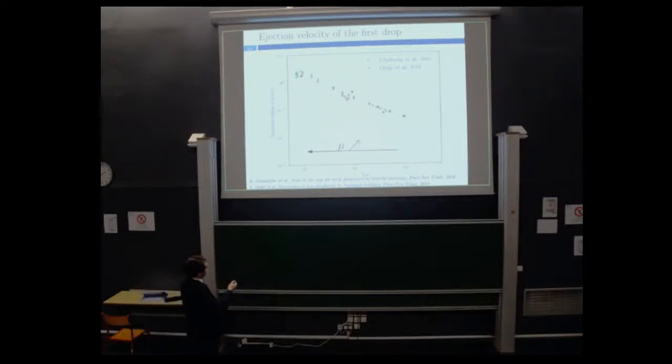What we can observe on this curve is something very counterintuitive. In fact, when we are increasing the viscosity of the liquid, we are increasing the ejection velocity of the first drop. So this is counterintuitive, since when you increase the viscosity, you should expect a decrease in the velocity of the fluids. So what's going on inside the fluid?